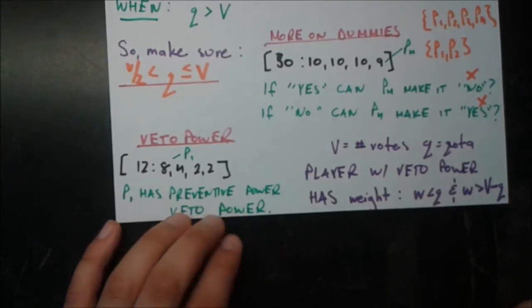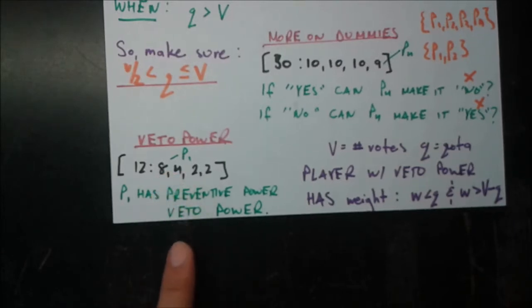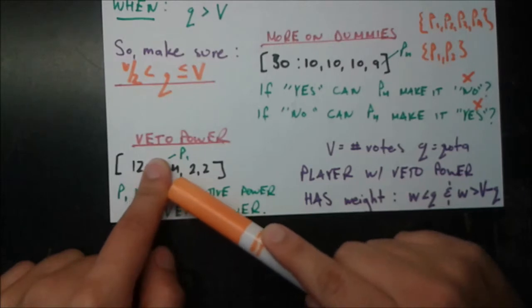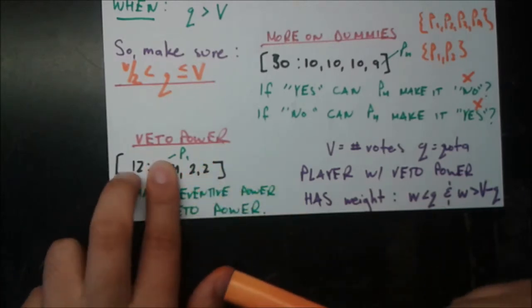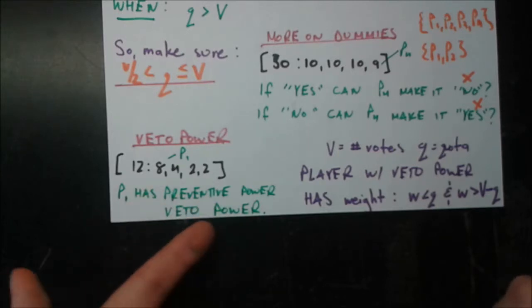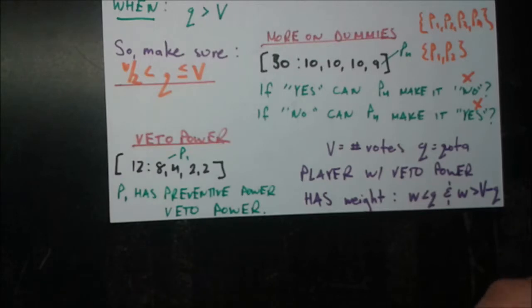Now let's look at the last thing, veto power. Veto power is somebody who's not a dictator, but he's kind of close, because this player 1, let's say he's not on board. He does not vote yes. How much is the power of the rest of the people? 4, 5, 6, 7, 8, which is not enough to meet our quota of 12. So that means player 1 has preventive power, or veto power we can call it, which means that if he's not on board, he can make it a no. So he can't make it a yes, but he can make it a no.